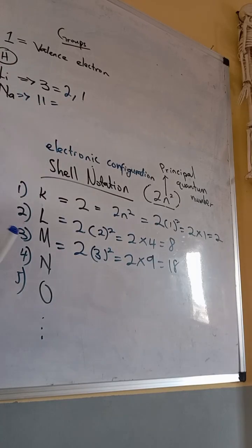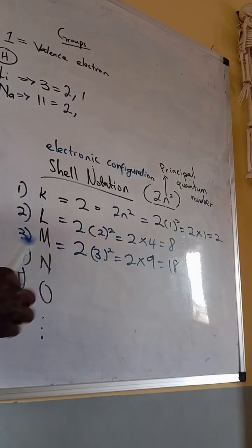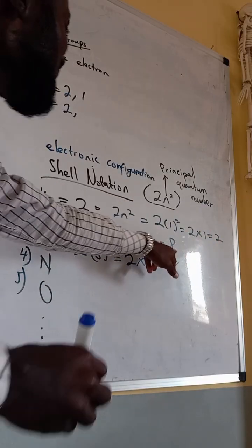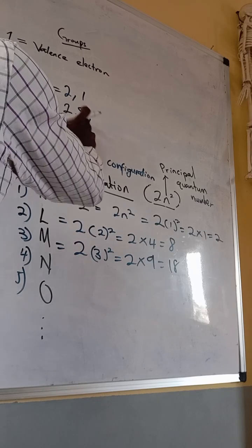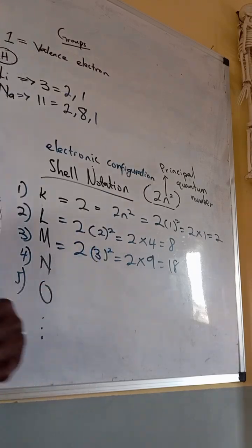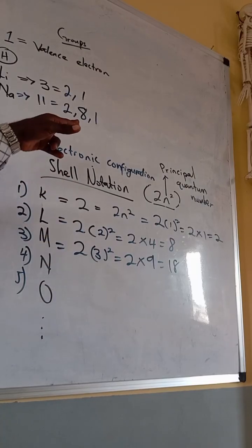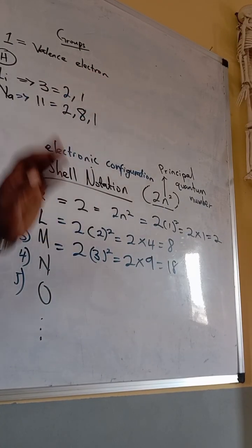Very simple. Now, the first shell, what do we enter? 2. Is it not 2? Yes. The next shell, what do we enter? 8. Out of 11, this is 10. It remains how many? 1. Put the 1 here. Can you see it now? This is the reason why both of them are in group 1 together.